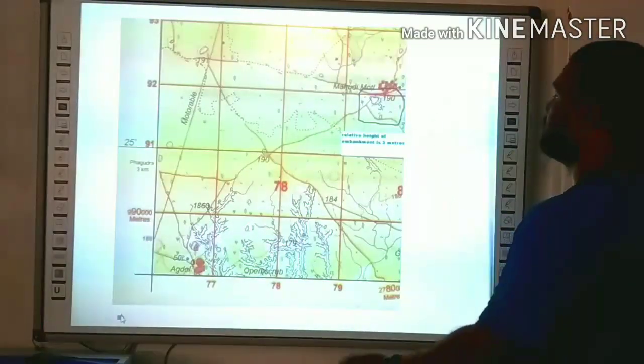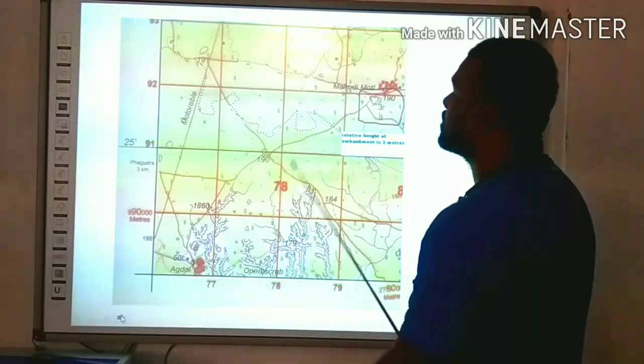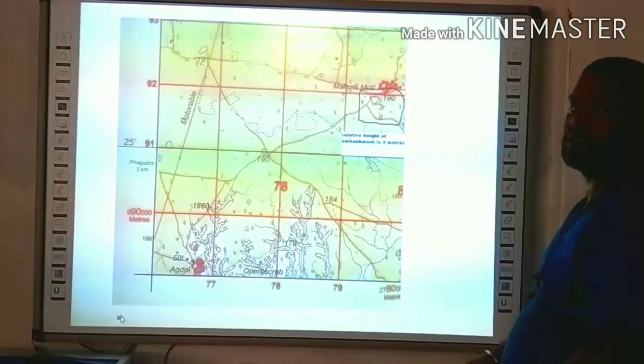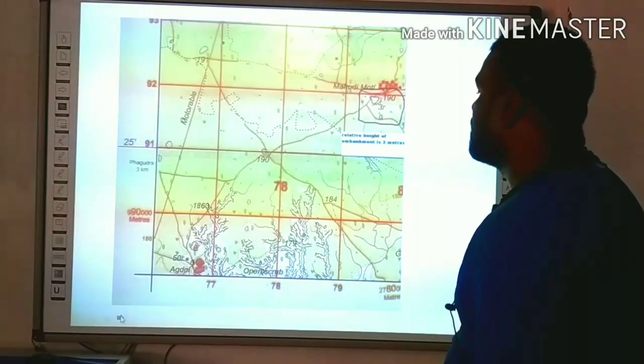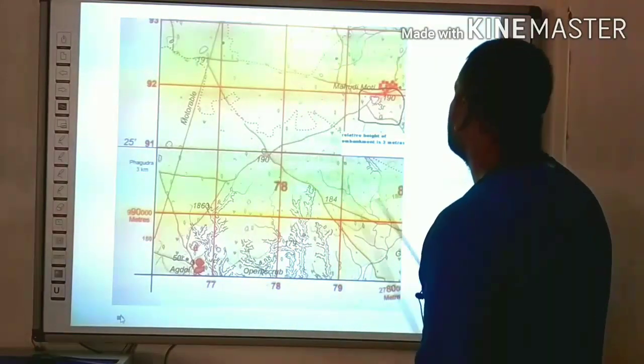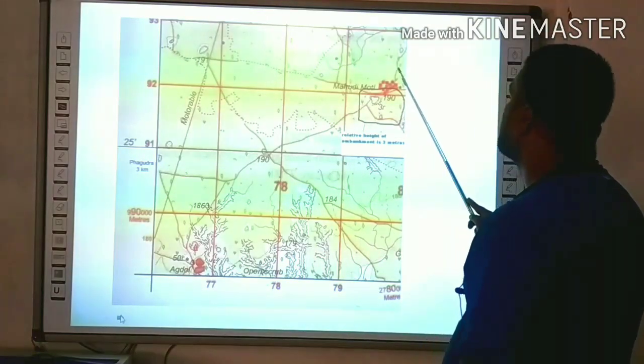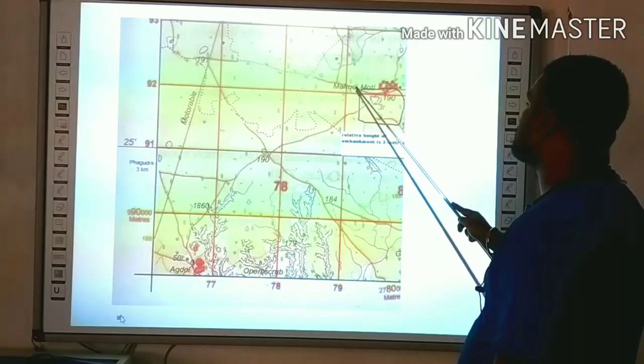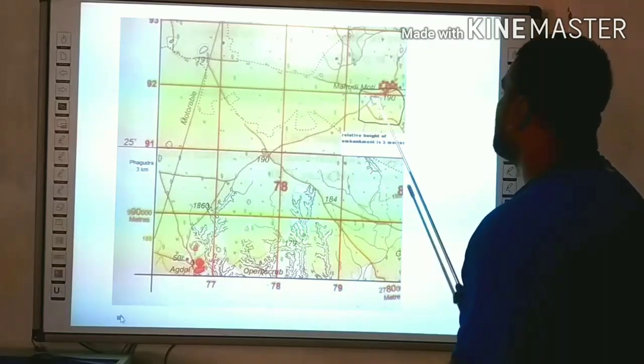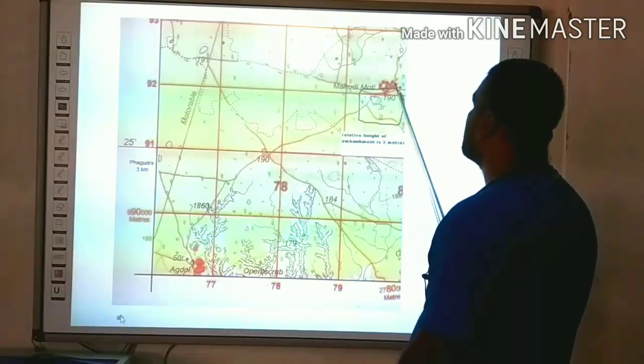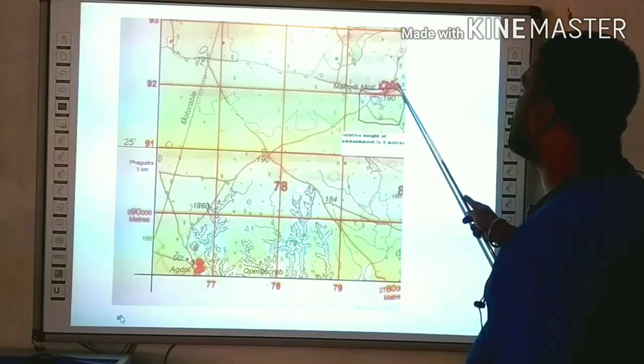This is a part of a topo sheet, where I'm going to show you how to do the same thing in a topographical map. Say for example, Mahudi Moti settlement. I have taken this settlement, Mahudi Moti. Now first of all, we will find out the 4 figure grid reference of this settlement.